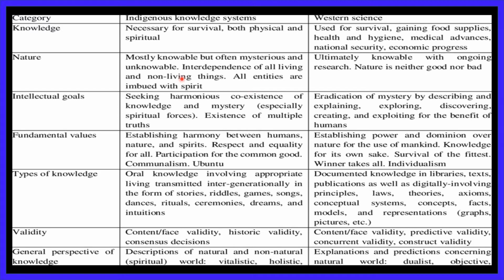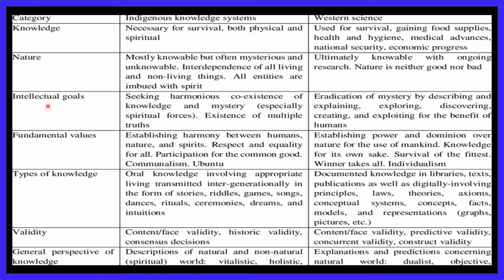What are the basic differences between these categories? In the Indian traditional knowledge system, knowledge is necessary for survival, both physical and spiritual. In Western culture, it is used for survival and gaining food supplies, health and hygiene, medical advances, national security, and economic progress. The second category is nature. In indigenous knowledge, nature is most knowledgeable but often mysterious and unknowable, with interference of all living and non-living things. All entities are embedded with spirit. In Western science, nature is ultimately knowable with ongoing research, and is neither good nor bad.